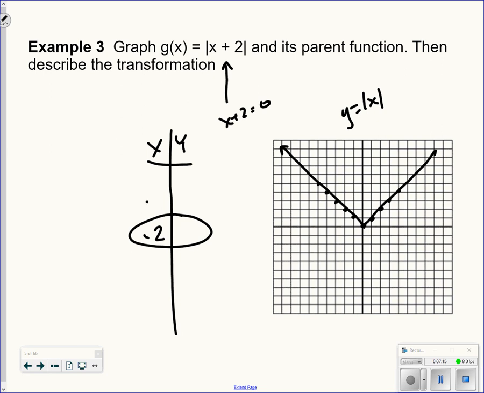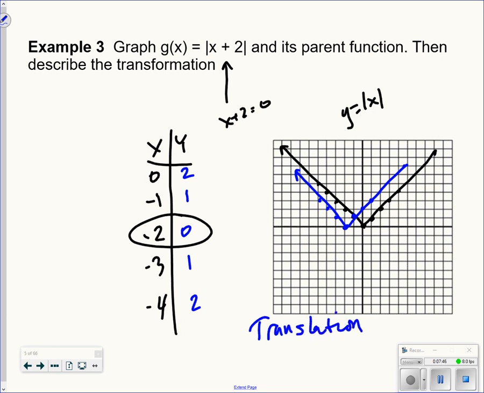So now, other values like -1, 0, -3, -4, and I plug those in. So I get 0, 1, 2, 1, and 2. So graphing those. So now, you'll notice that it doesn't change the size of the graph or the shape of the graph. It just shifts the graph. We don't say shift, we say translation. And then what did it translate? It went to the left 2.